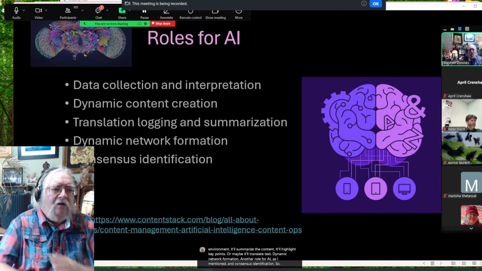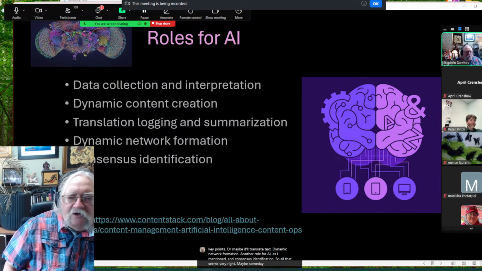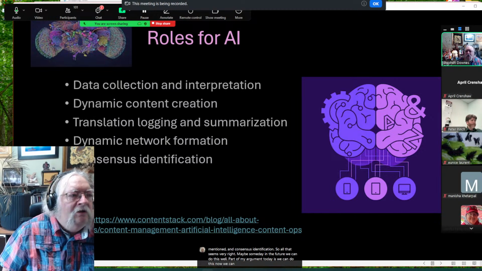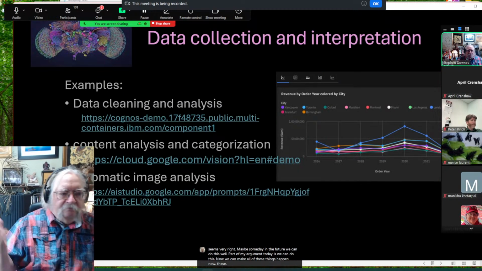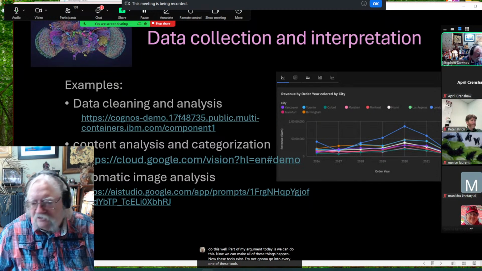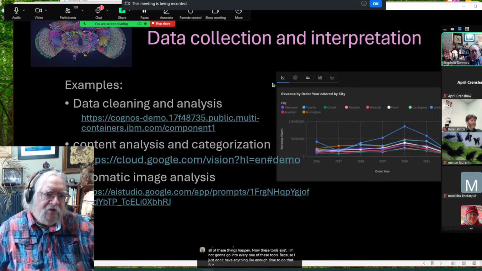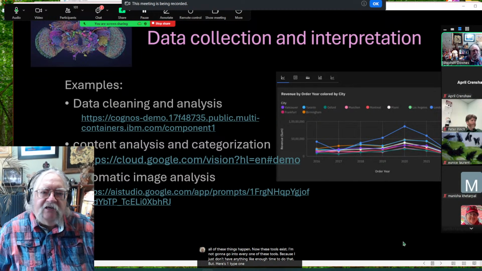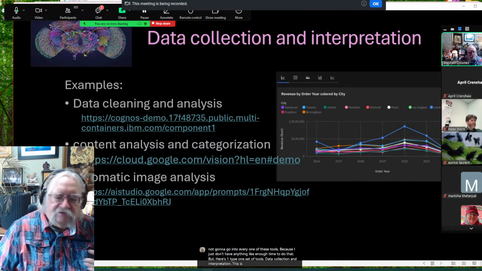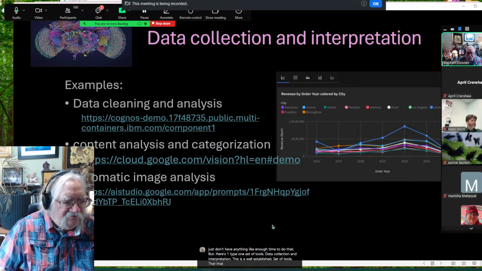So, all of that seems airy fairy, right? Maybe someday in the future we can do this. Well, part of my argument today is we can do this now. We can make all of these things happen now. These tools exist. I'm not going to go into every one of these tools because I just don't have anything like enough time to do that. But here's one set of tools: data collection and interpretation. This is a well-established set of tools that have existed for a while.